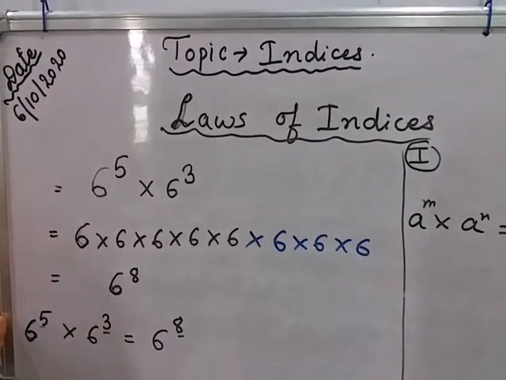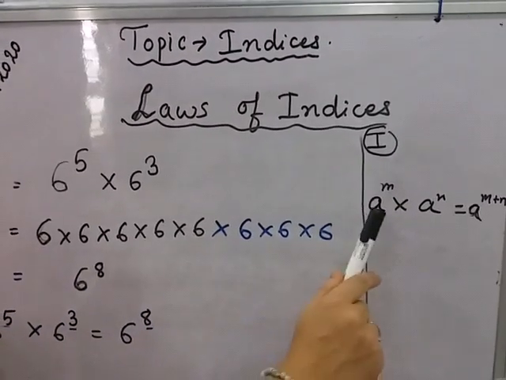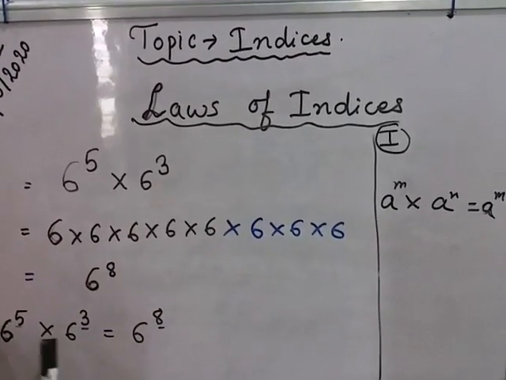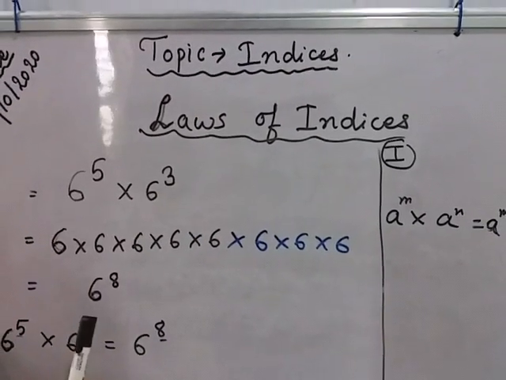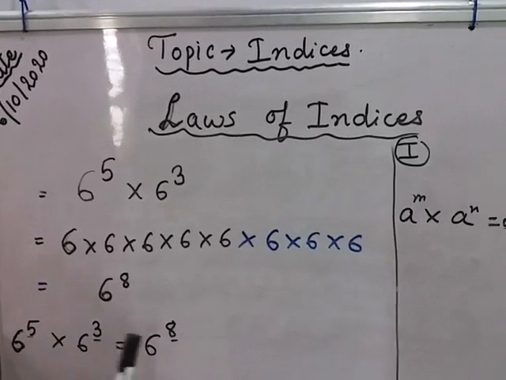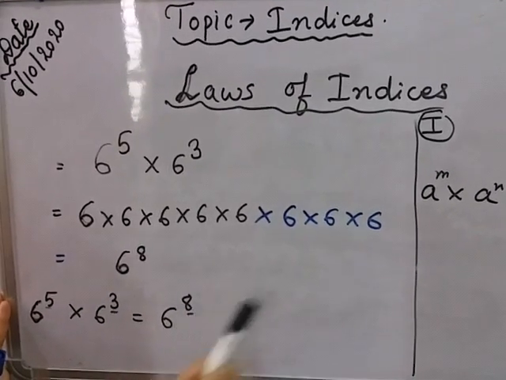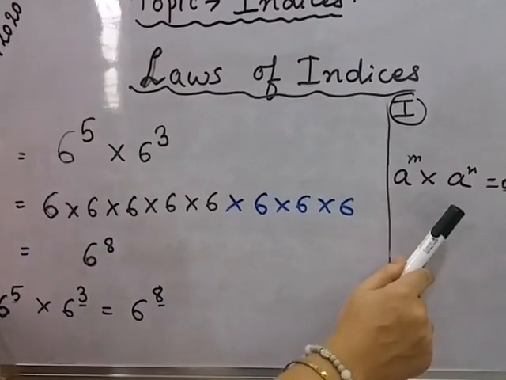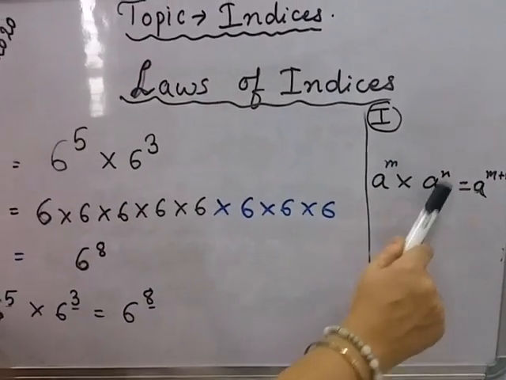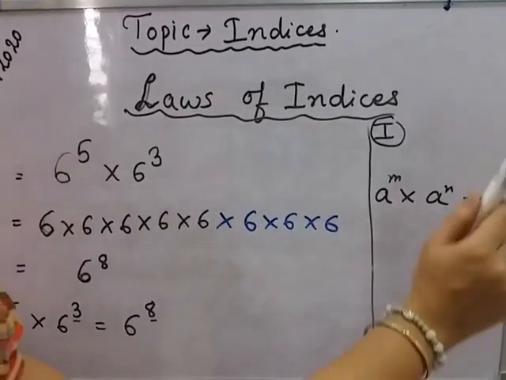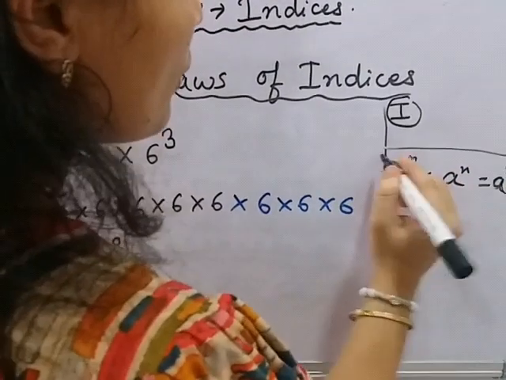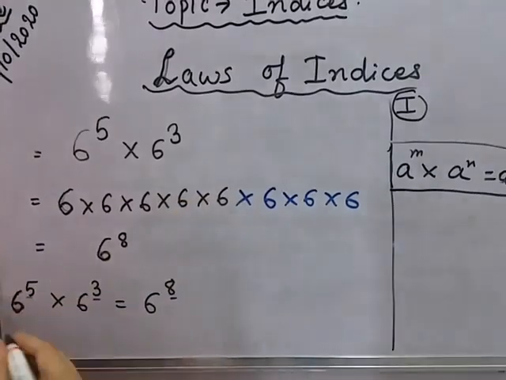Okay, so here in this case, it is applicable when the bases are same, but the index are different. And when we are multiplying this, we have to add the index. So on the basis of that, here we got the first law, a raised to m multiplied by a raised to n is equal to a raised to m plus n. So here is the first law of indices.